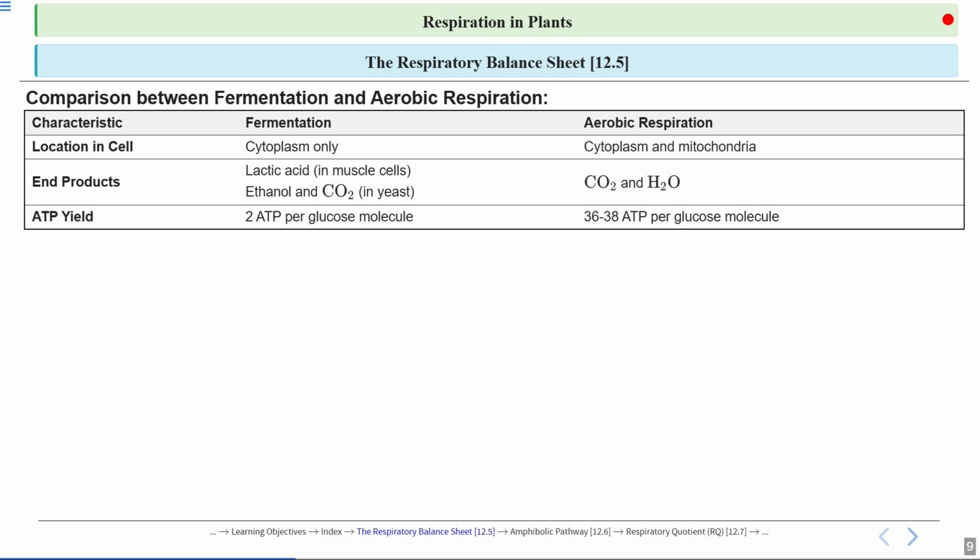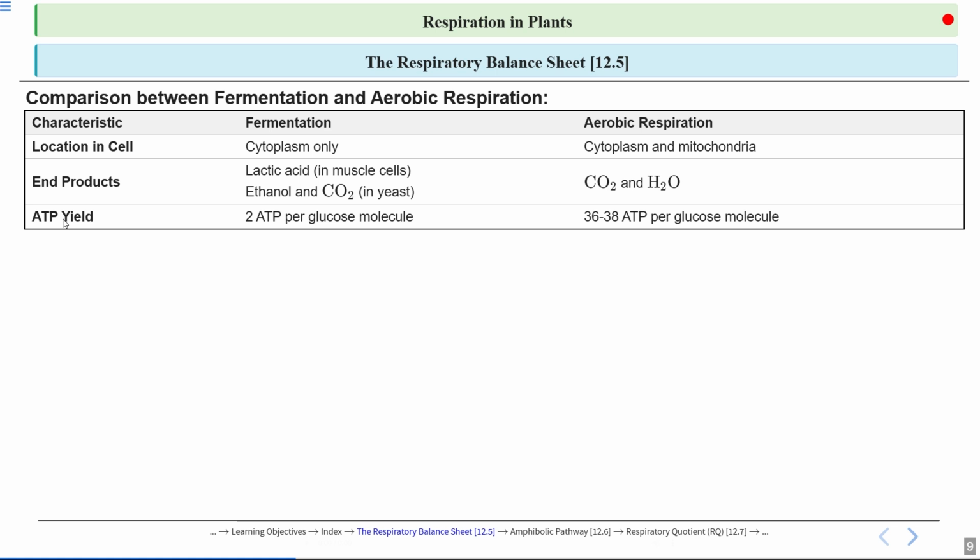If we talk about the end products of fermentation, in the case of alcoholic fermentation, the end products are ethanol and carbon dioxide, as in the case of yeast. Whereas in lactic acid fermentation, the end product is lactic acid, as in muscle cells. If we talk about aerobic respiration, what are the end products? Carbon dioxide and water.